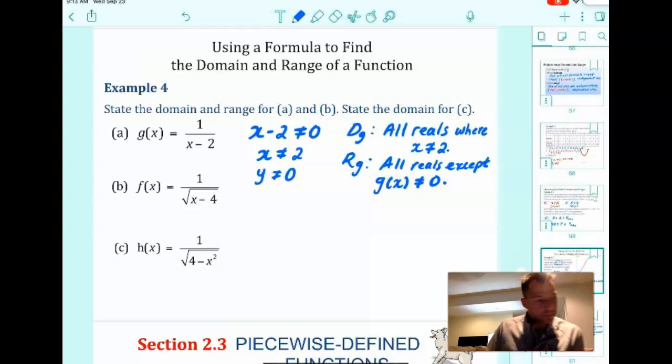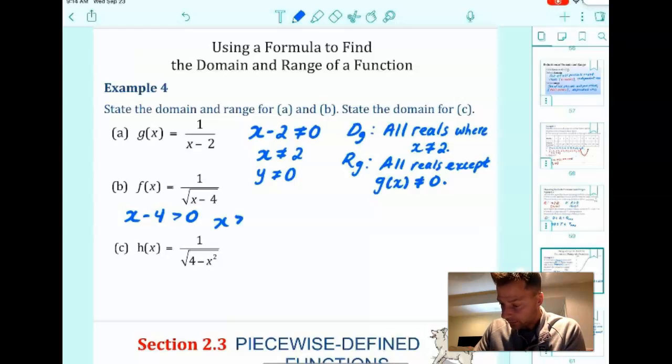Now, in the next one down, you have a square root. If you can look and you say the denominator can't be 0, and you have to be greater than 0, right? Okay, your square root has to be greater than 0, that number. So x minus 4 has to be greater than 0. And it also can't be 0, right? So if we solve this, x has to be greater than 4.